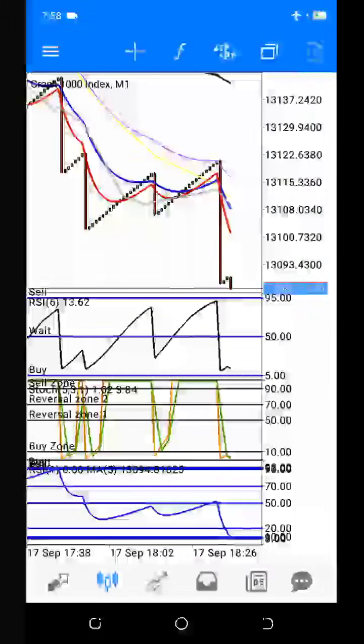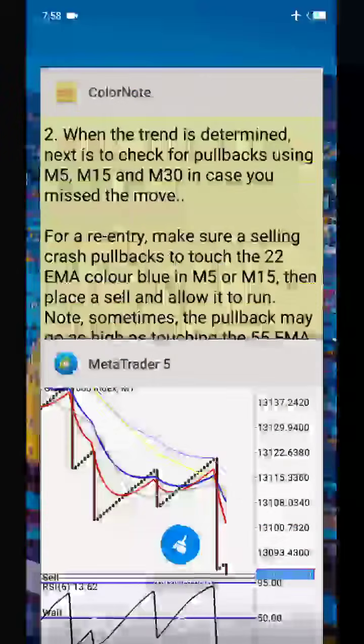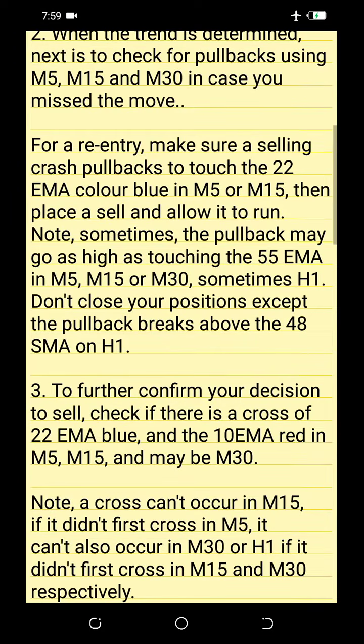Okay, so that's it. And secondly, for those who want to catch the drops, make sure that you are placing your sell as soon as it touches the blue or it touches the 55 pink EMA. We'll talk more about that. Now that's that. For a re-entry, make sure a selling crash pulls back to touch the 22 EMA color blue in M5 or M15. Then place a sell and allow it to run.